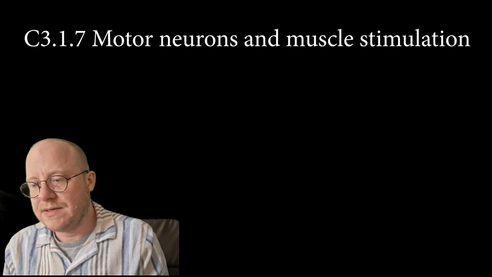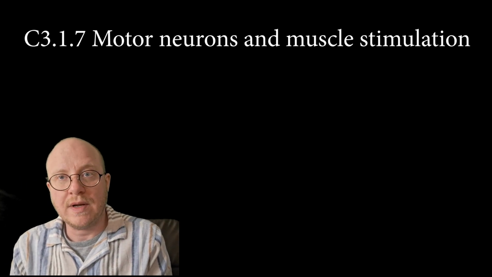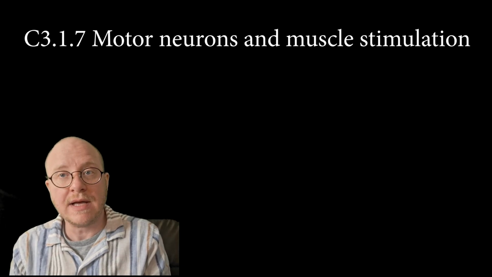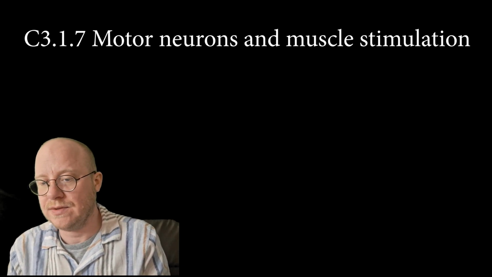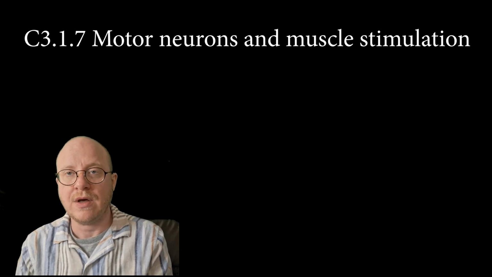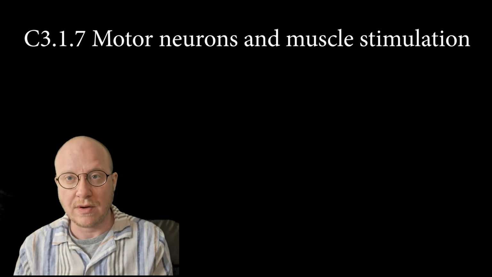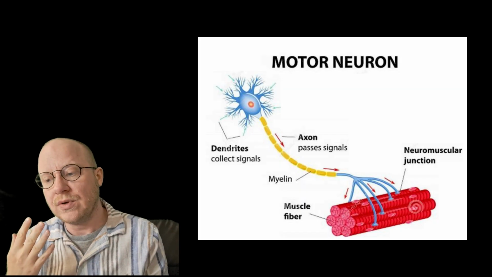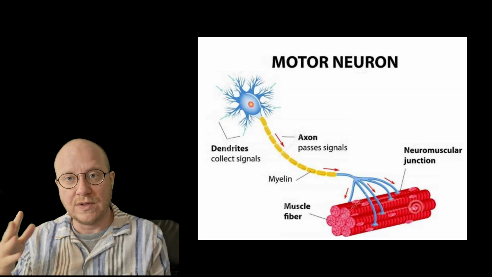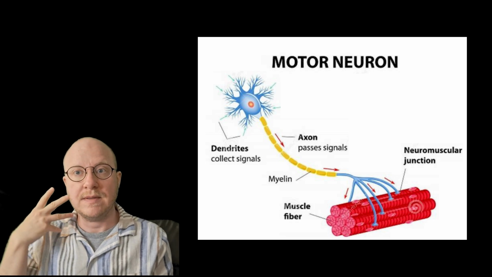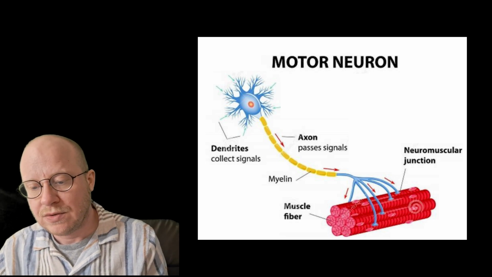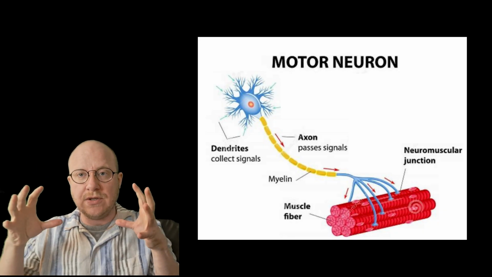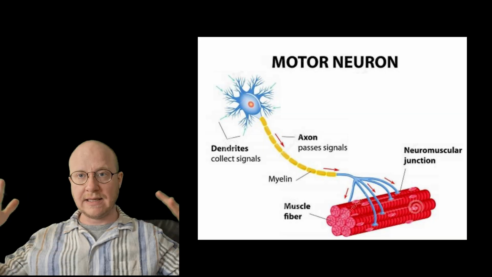Motor neurons and muscle stimulation, C3.1.7. Key understanding: output from the cerebral hemispheres of the brain to muscles through motor neurons. Okay, so we just covered sensory neurons, which bring information to the CNS. And now we're going to talk about motor neurons, which take information from the CNS. Students should understand that muscles are stimulated to contract. Contract means whoop, like this. Relax, contract.